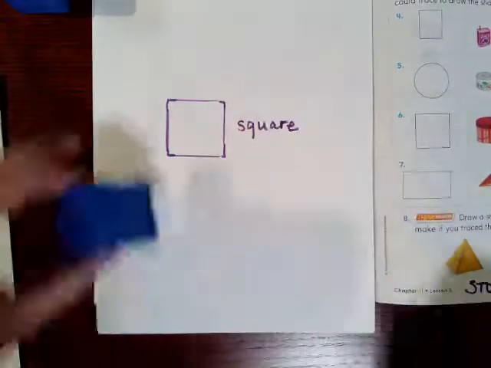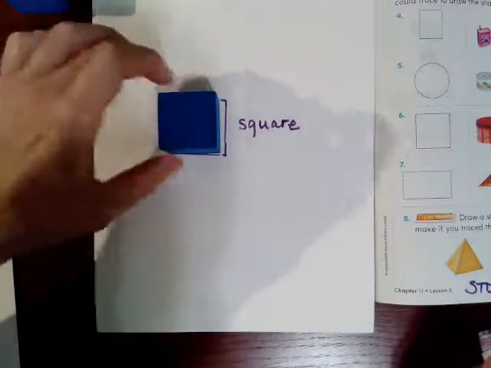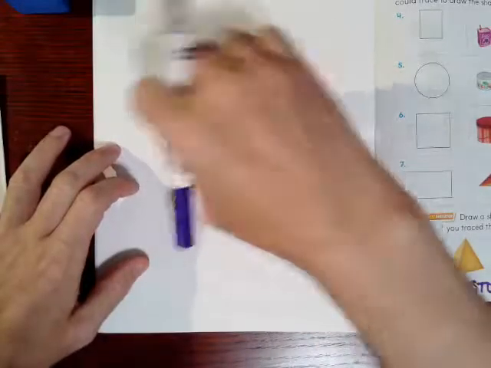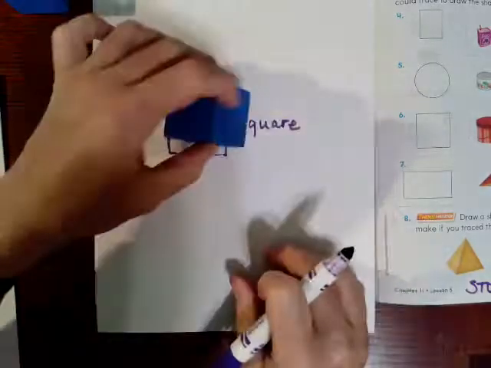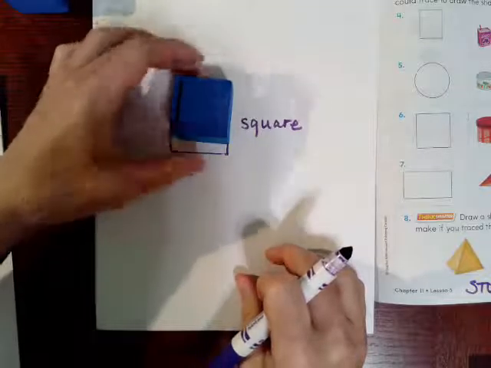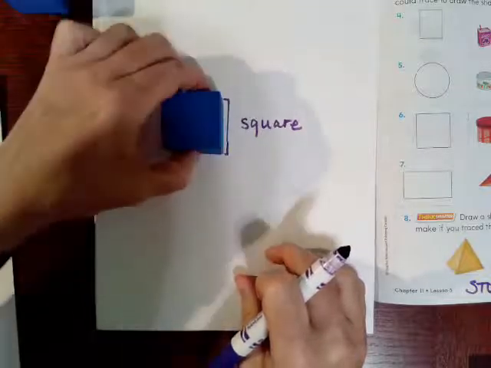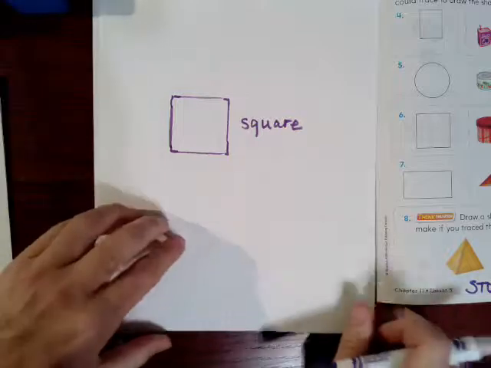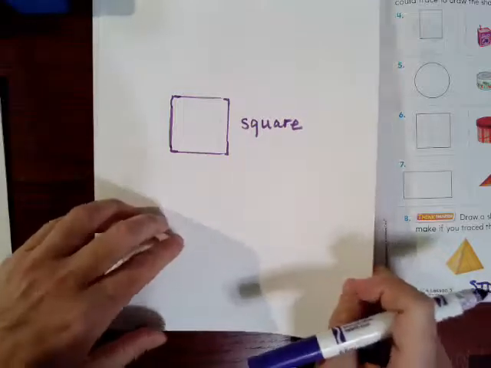That's a square. And you know what? Every side on my cube is what shape? It's a square. So let's go back to the problem.